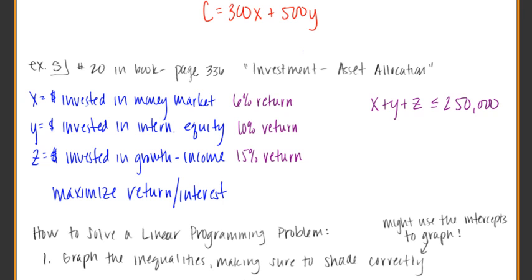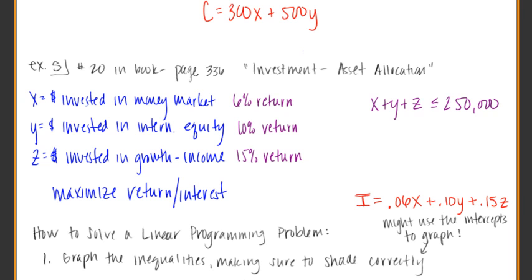And then it talks all about how we want to maximize. Let's go ahead and get that equation going according to our interest values. If we want to maximize interest, then our interest equation is going to be all about how I'm getting interest from each of the funds. Well, we're getting 6% off of the money invested in the money market, so 6% of X, plus 10% of Y, the amount of money in the international fund, and then plus 15% we get off of the growth and income fund.